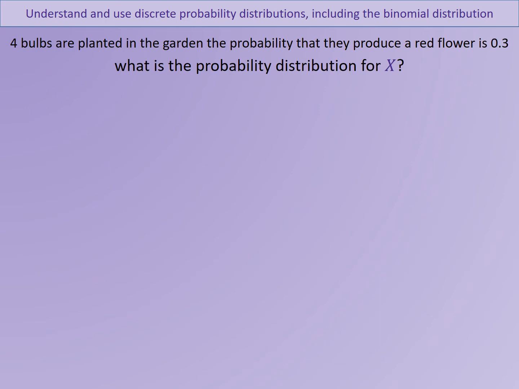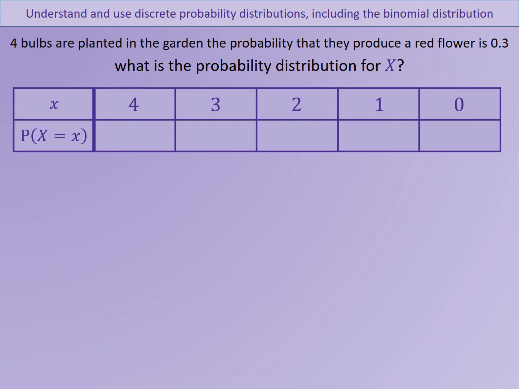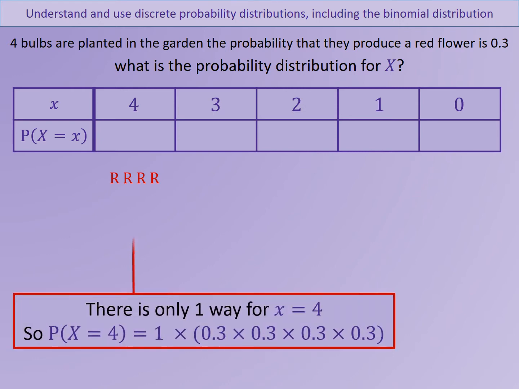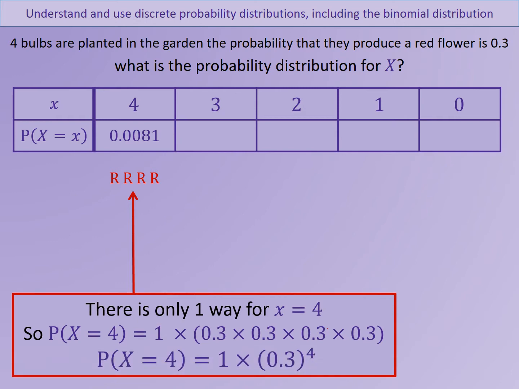Let's take a look at another example. So what happens if we have 4 bulbs planted in a garden with the same probability of a success of getting a red flower being 0.3? So the probability distribution this time, if we look at the table rather than the tree diagram, there's only one way of getting 4 red flowers. Each probability is 0.3, so we multiply 0.3 by itself 4 times, and there is only one combination. This gives us a probability of 0.0081. Now that can be written as 0.3 to the power 4 times by 1.